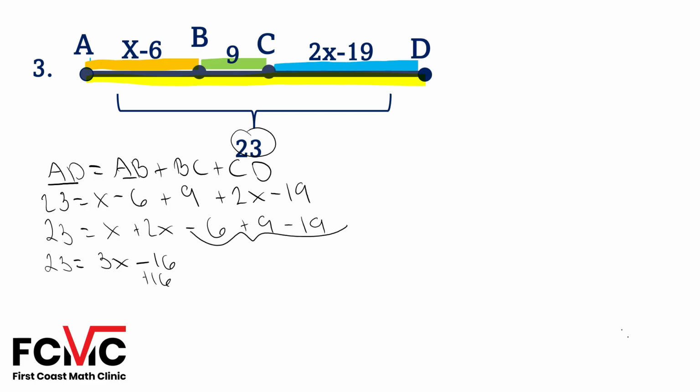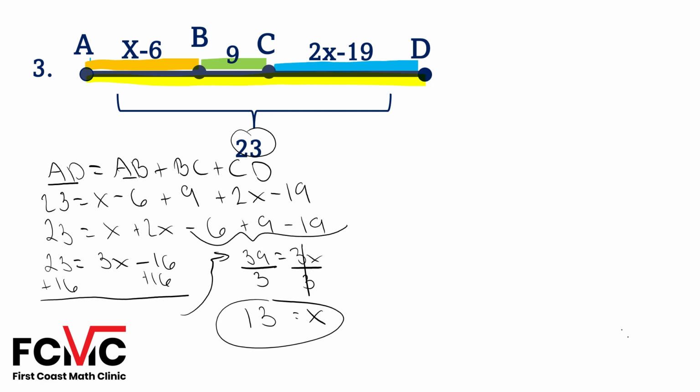We're going to add 16. Add 16. I'll finish this over here. We're going to get 39 equals 3x divided by 3 and 3. 3's cancel out, and we get x equals 13. So our value for x is 13.